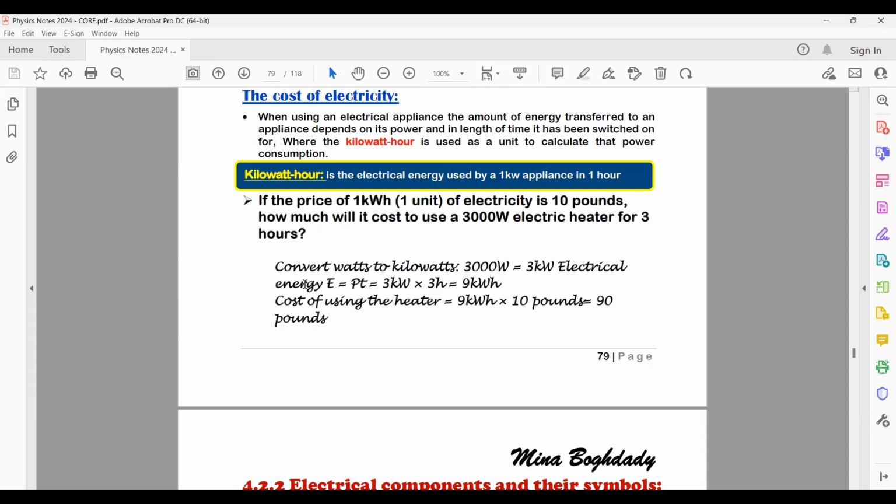So the energy is power times time. The power is 3 kilowatts and the time is 3 hours. So 3 times 3 is 9 kilowatt hour. This is the total energy I consumed. I know that 1 kilowatt hour is 10 pounds. So 9 times 10, I'm going to pay 90 pounds.